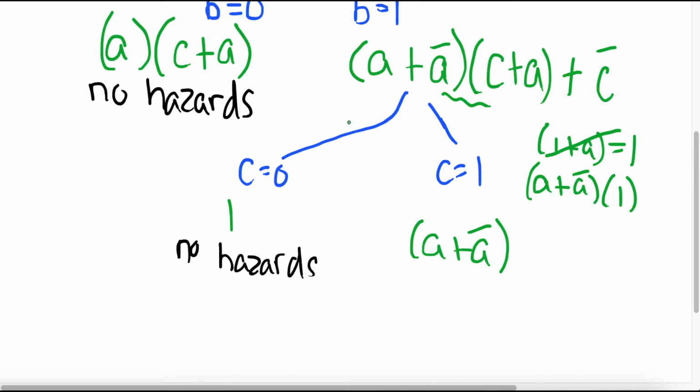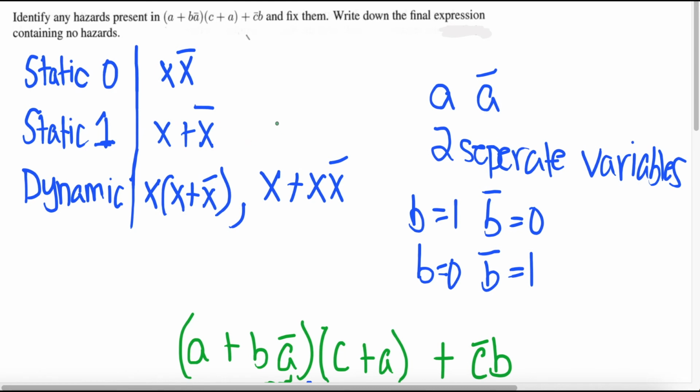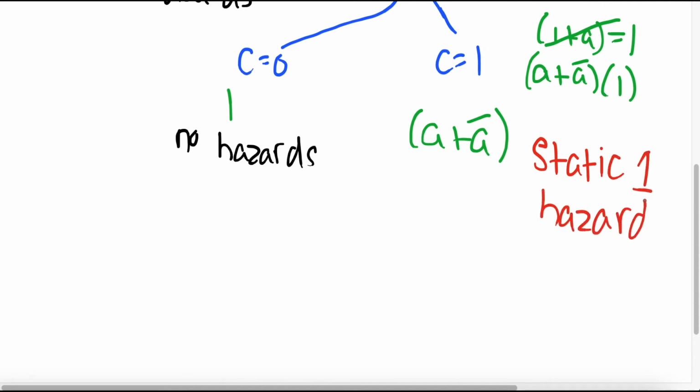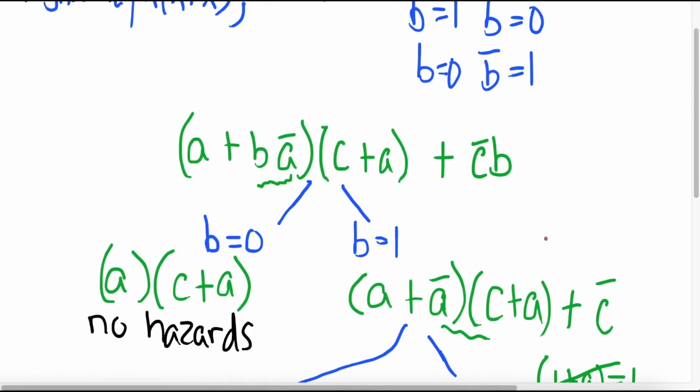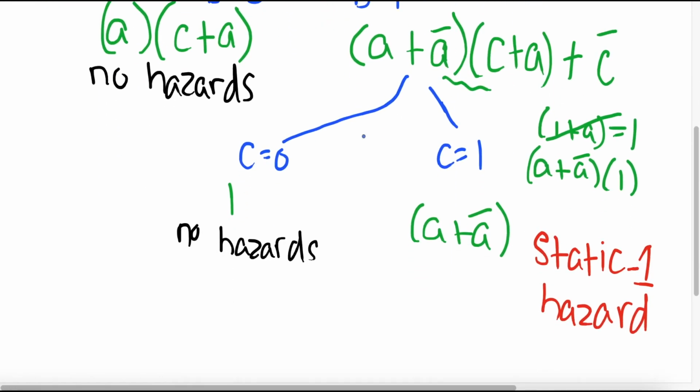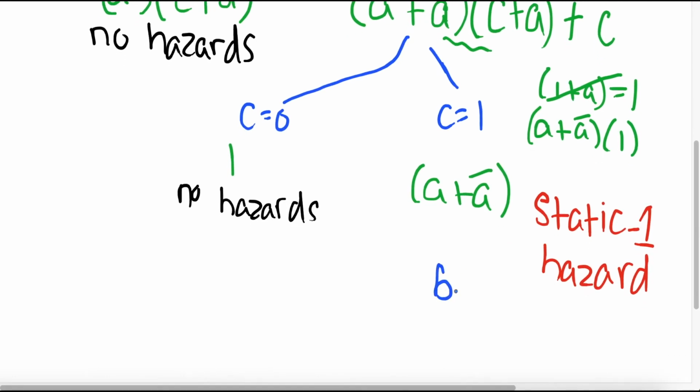Now, if we go back to the beginning, we can remember that a plus a bar is the same as x plus x bar in the second one. So we know that x plus x bar is the same as a plus a bar. So we can determine that this, in fact, is a static 1 hazard, right? This is static 1 hazard. So if we go through the steps it took to get here, we can say that to get this static 1 hazard, b is equal to 1 at this hazard, and c is equal to 1, right?